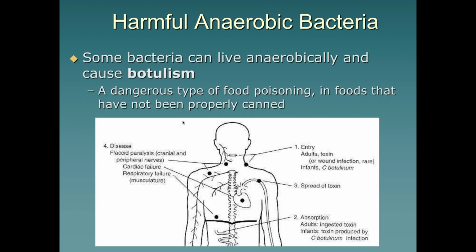Some bacteria can live anaerobically, and this might cause something called botulism. This is a dangerous type of food poisoning that kind of happens often in foods that have not been properly canned. And this just kind of shows how the toxin is moved into the body and what can actually happen to individuals who have this bacteria.